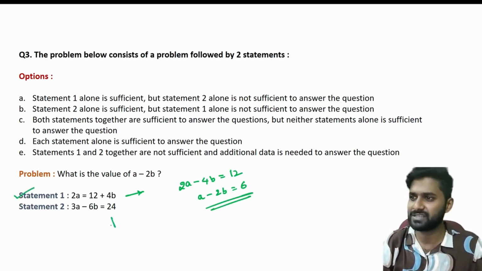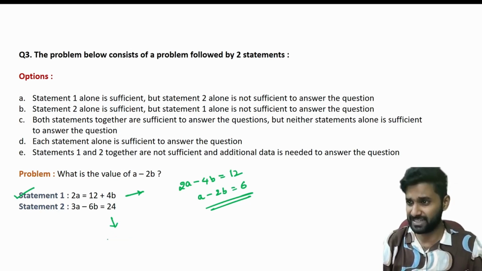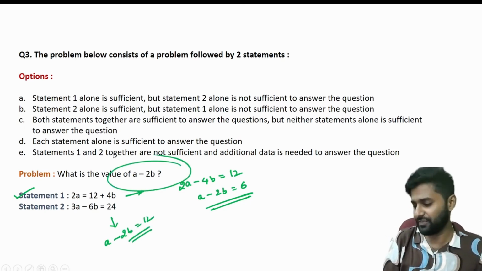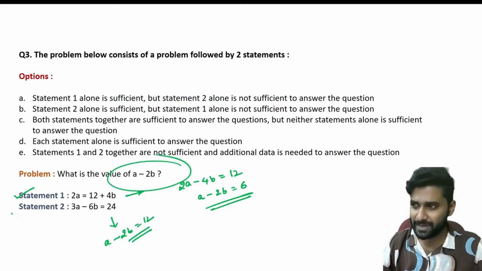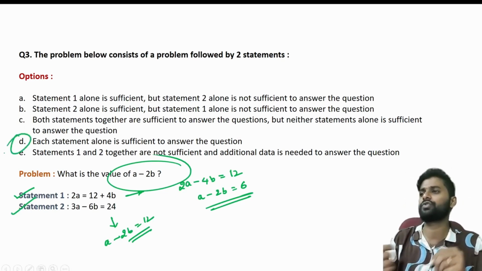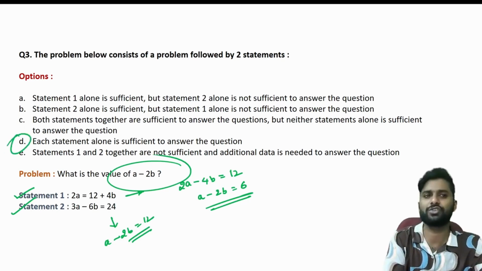But verify the second one also. Again, if you cancel the 2 in statement 2, you will get a minus 2b is equal to 12. So we are still able to find the value of a minus 2b by taking statement 1 alone, and statement 2 alone is also sufficient. That's why you have to choose the option: each statement alone is sufficient to answer the question.